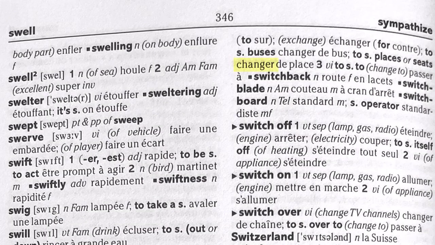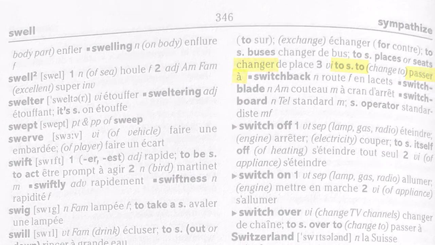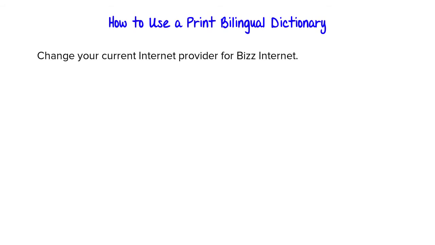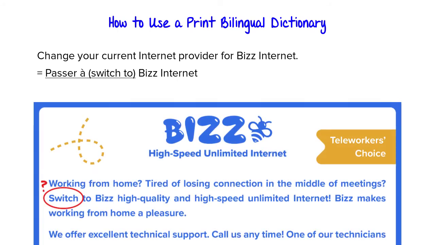Switch is a verb that means changer, but because it is followed by to, switch to, it means passer à. The meaning of the sentence is to change your current internet provider for Biz Internet, and it translates as passer à, switch to Biz Internet. Write the French translation passer à next to the word switch in the text so that you don't forget it later.